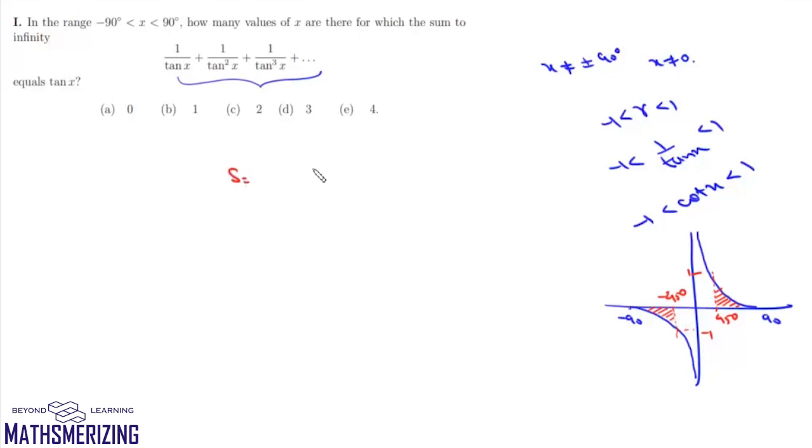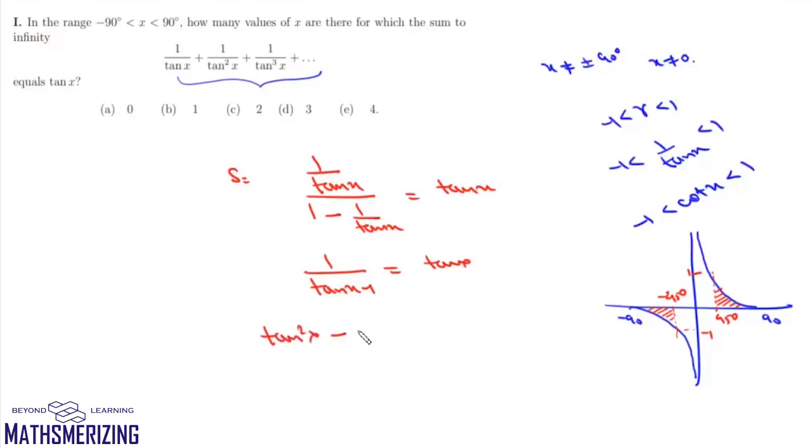Now we'll find the sum of this GP. The sum of this GP will be a, which is 1 upon tan x, divided by 1 minus r, which is again 1 upon tan x, and this value will be equal to tan x. So we can write 1 upon tan x minus 1 will be equal to tan x. So we'll get this equation as tan²x - tan x - 1 = 0. So the value of tan x must be (1 ± √5)/2.